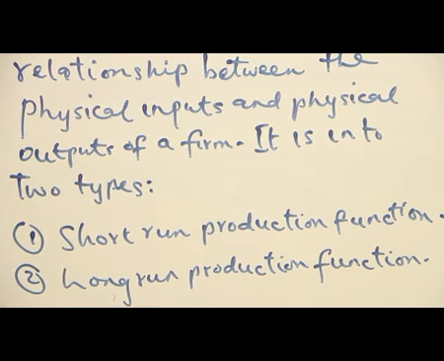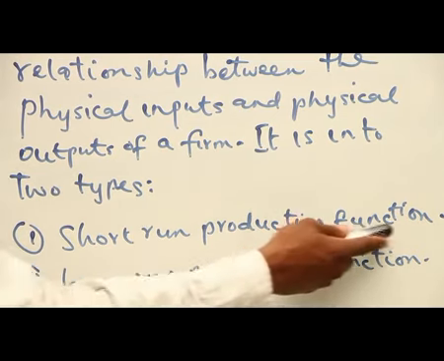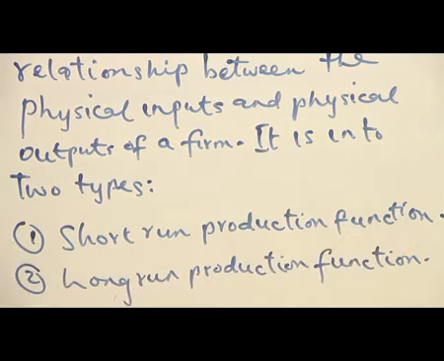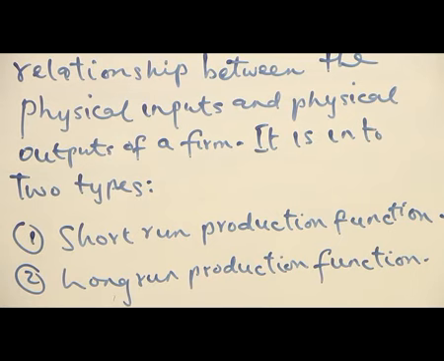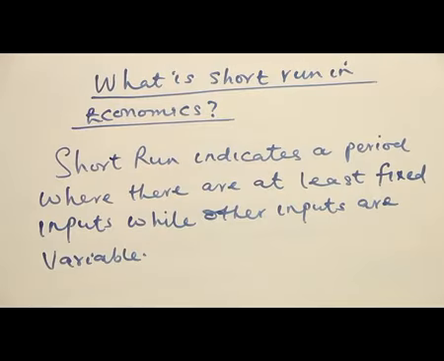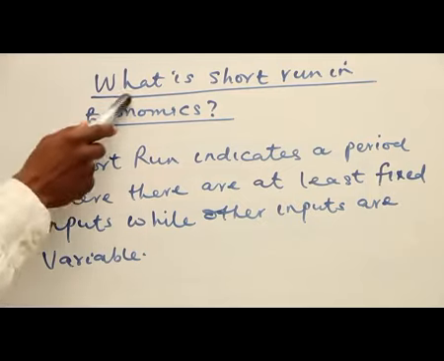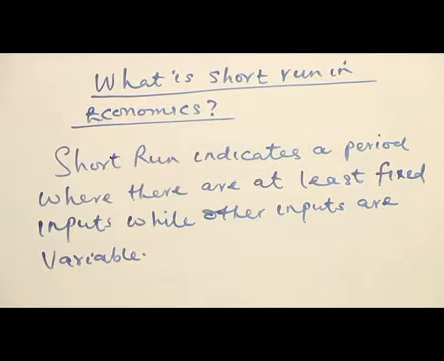Now, production function is of two types. Number one, short-run production function. Number two, long-run production function. These two types, we are going to look at them in detail. But for this moment, we'll be looking at short-run production function, where we'll be examining what we call the concept of productivity. What is short-run in economics?